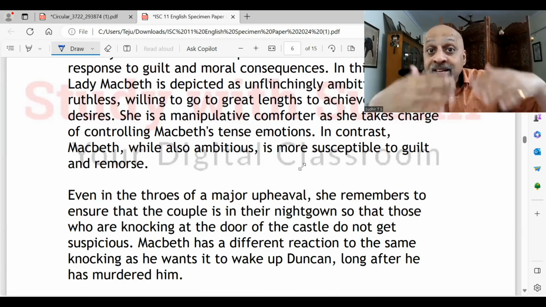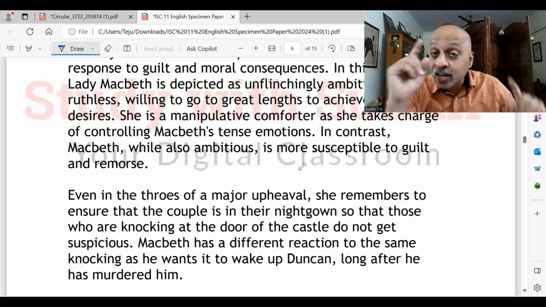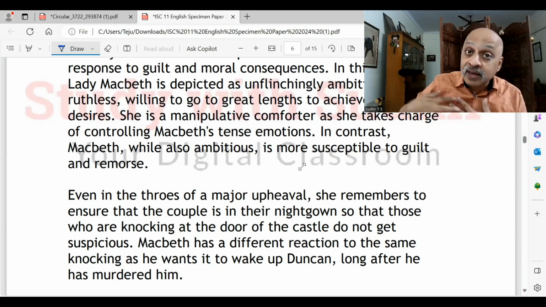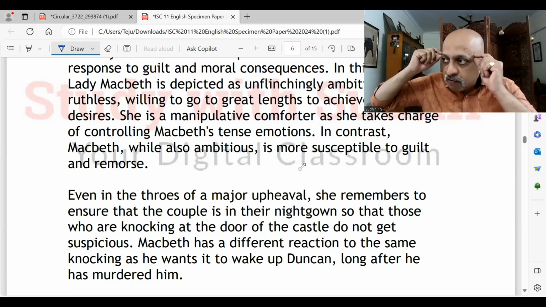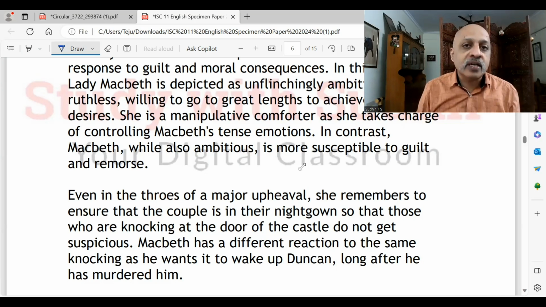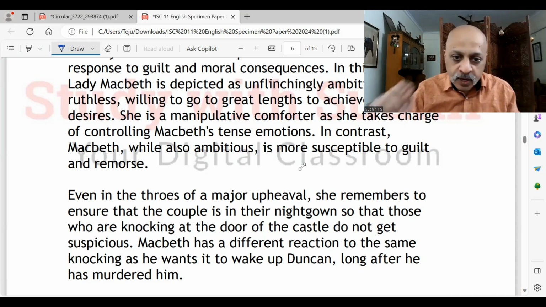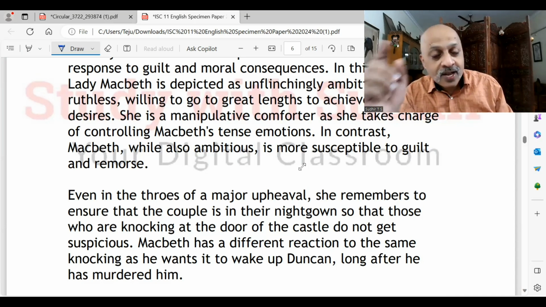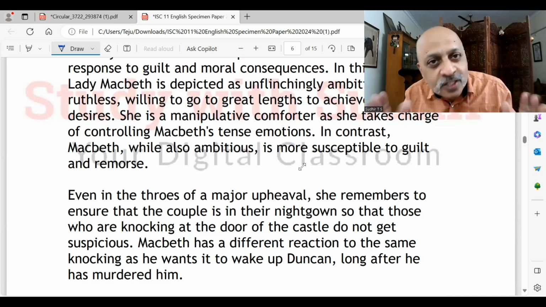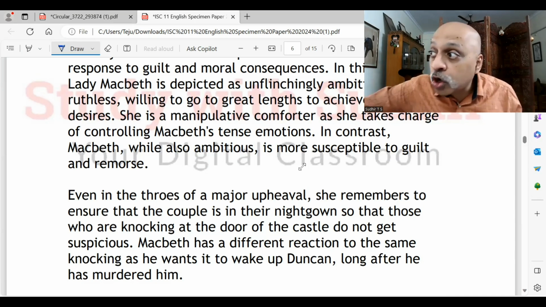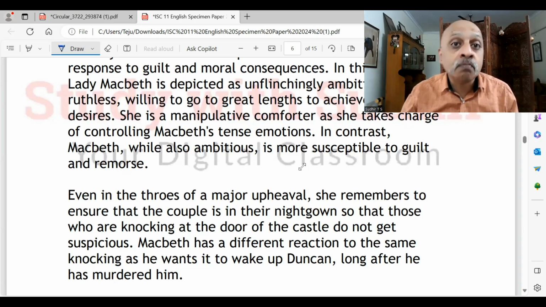Even in the throes of a major upheaval, she remembers to ensure, लास्ट में देखो, she says कि हम दोनों को नाइट गाउन में होना चाहिए ताकि जो नॉक कर रहे हैं, जब वो अंदर आएं, उनको लगे कि हम सो रहे थे, right? So she is very focused on the minute details of what should happen on that fateful night. Okay. And Macbeth has a very different reaction. So you see, if you cover all the points, ये 10 मार्क मिल सकते हैं बंधु. 10 out of 10 you can score if you write a comprehensive answer. Macbeth has a different reaction. What does he say? That he wants a knocking to wake up Duncan long after he has murdered him.